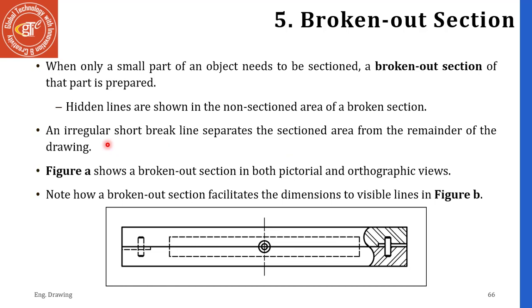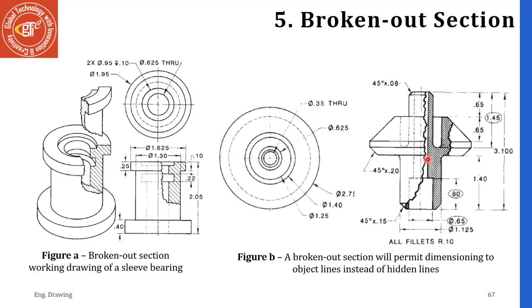Figure A shows a broken out section in both pictorial and orthographic views on the next slide, and you can notice that a broken out section facilitates the dimension to visible line in figure B. On figure A, you can see a broken out section view of a working drawing of a sleeve bearing. You can see the broken out section view didn't use any kind of cutting plane line.